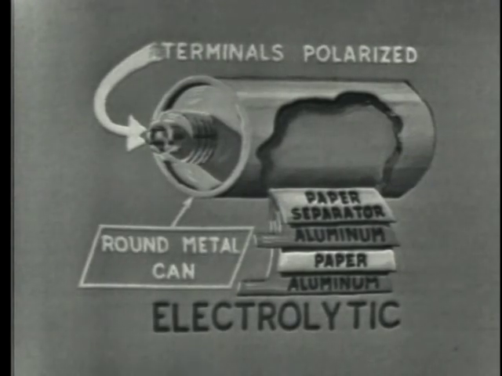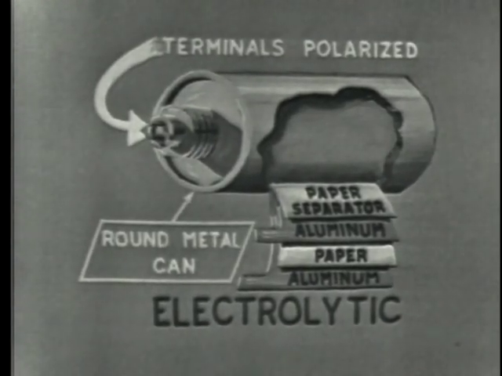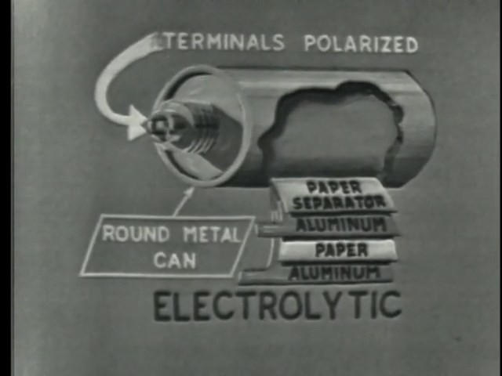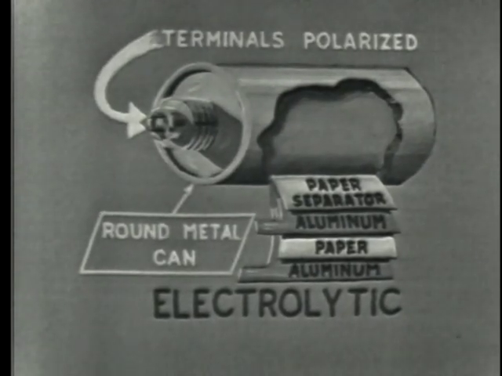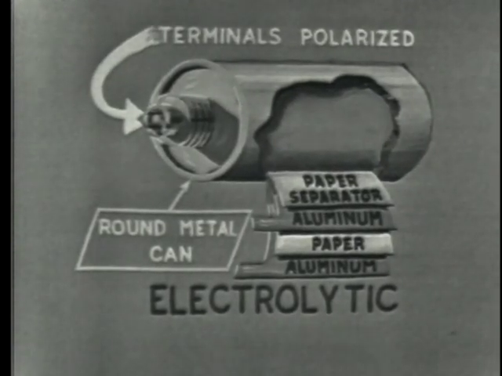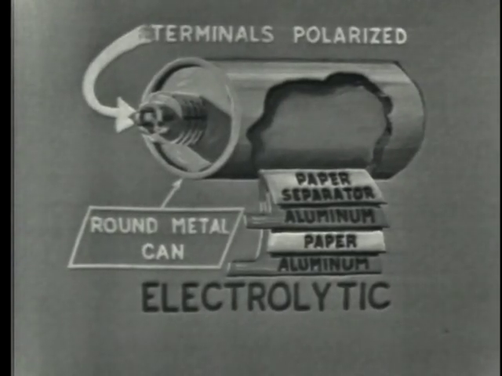Now, let's move on to another capacitor, and we'll discuss its construction features. This capacitor is usually identified by the fact that it's housed in a round metal can. In other ways, its physical shape is very similar to the cylindrical paper capacitor. It's used when you want a very large capacitance in a fairly small space.